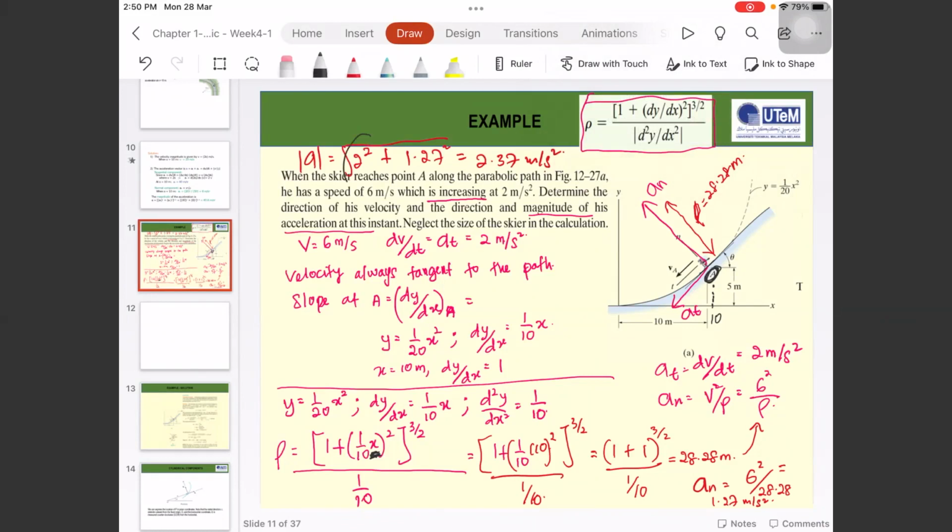So this is A tangent, this is normal. So here 1.27, and here is 2. Okay, so your magnitude is here, right? So how about the direction? Direction of A or direction of V? Both. V was done earlier. The V earlier was 45.